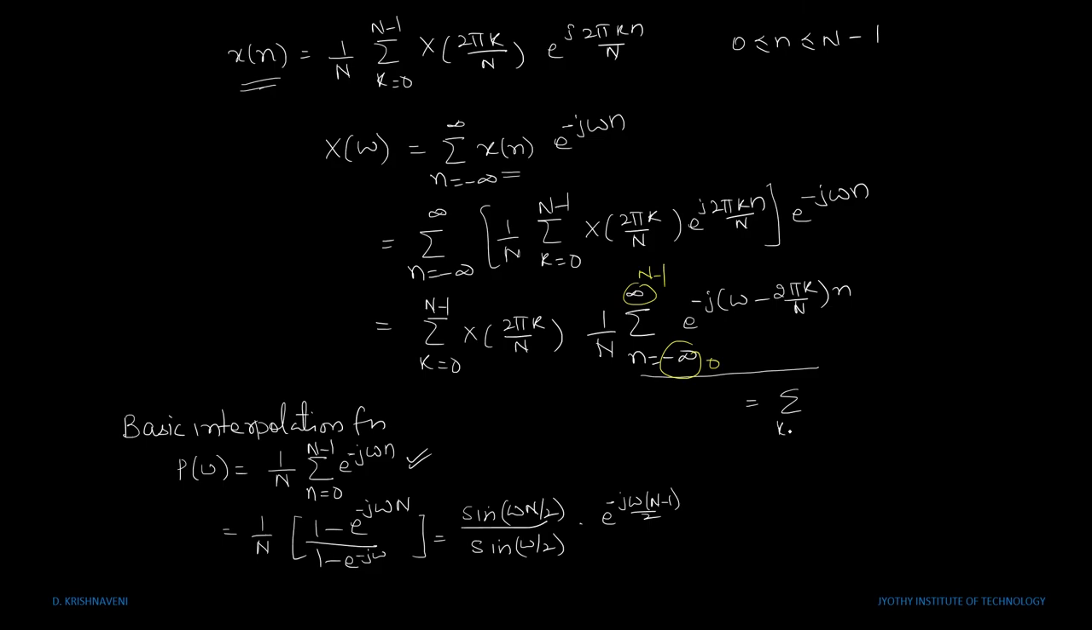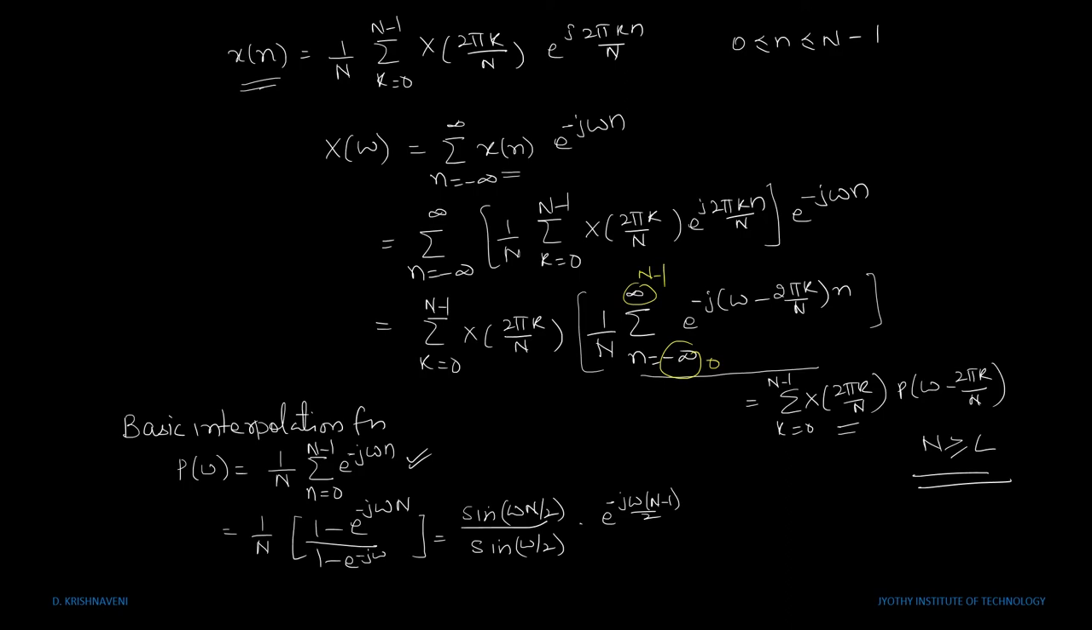Or we can write this as summation k equal to 0 to n minus 1 x of 2 pi k by n. Now 1 by n summation, this whole thing, 1 by n summation e to the power of minus j, whole of this can be written as p of omega minus 2 pi k by n. That means the basic interpolation function shifted by 2 pi k by n units. Okay, and n should be greater than or equal to L is the condition. From this we get the relationship between the interpolation function and our DFT and x of n. We are going to get the relationship.